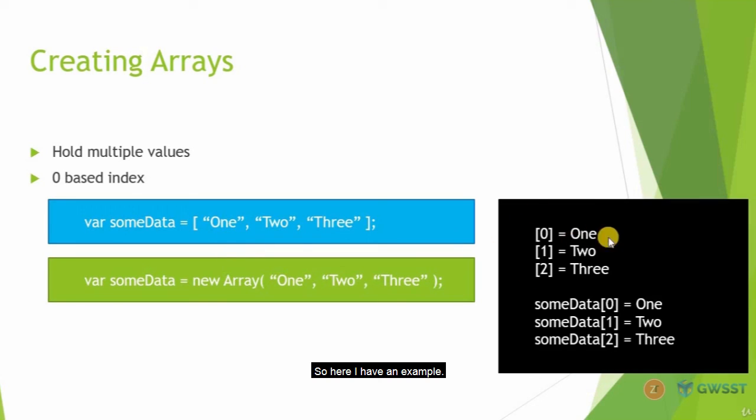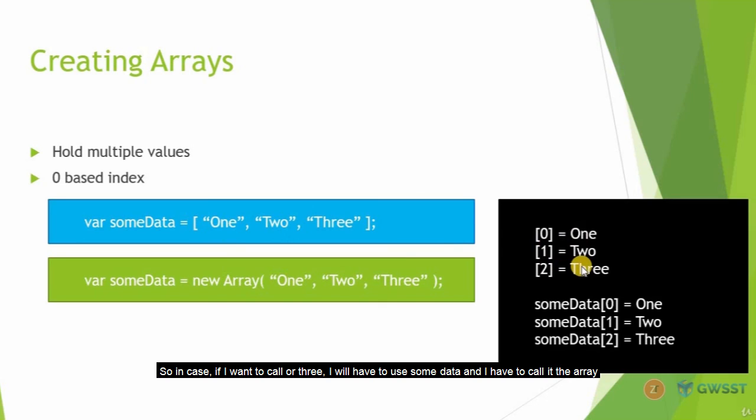So here I have an example. You can see we have 1, 2 and 3. So basically index 0 is set to 1, index 1 is set to 2 and index 2 is set to 3. So in case I want to call out 3, I will have to call out the array index as 2 in order to get the value of 3.